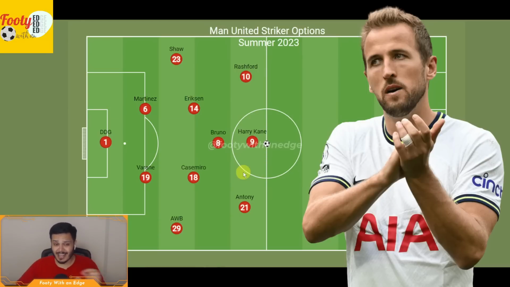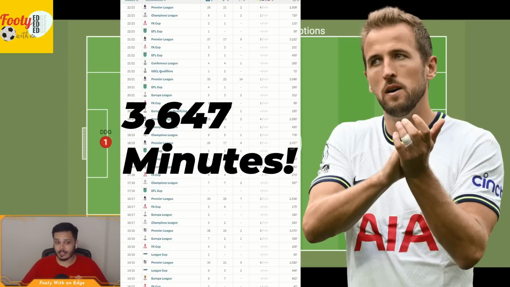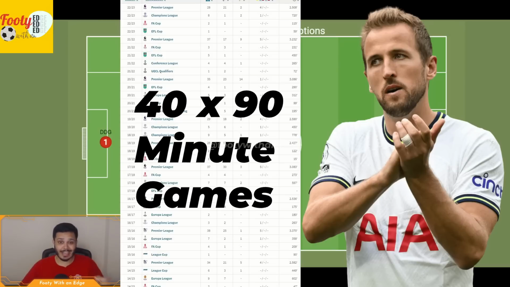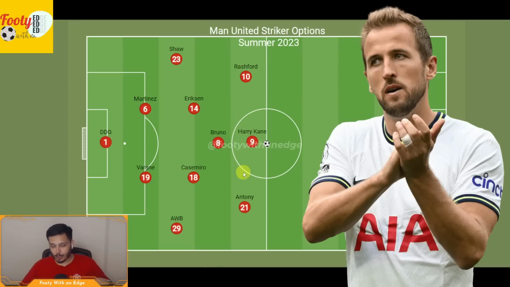In the last 9 seasons, including this one, Kane has played an average of 3,647 minutes for Tottenham in all competitions, which is about 40 full 90-minute games per season. And that doesn't even include the 81 caps that he has for England. So there's every chance that he starts to become injury prone in the coming seasons, even though he doesn't have any injuries in his recent history.